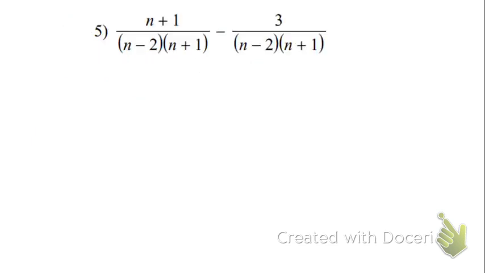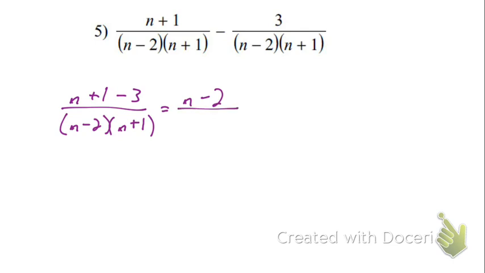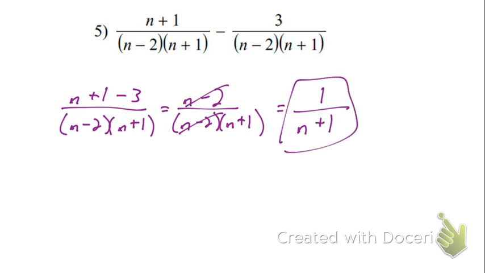Then, here we go. I like this problem. Starting subtraction, we have n plus 1 minus 3 on top. Our bottom's already factored: n minus 2 and n plus 1. So this will be n minus 2 on top. And then in bottom, I have n minus 2 and n plus 1. So the n minus 2's go away. They match up. So I'm left with 1 over n plus 1. Awesome. I like it when they go away like that.